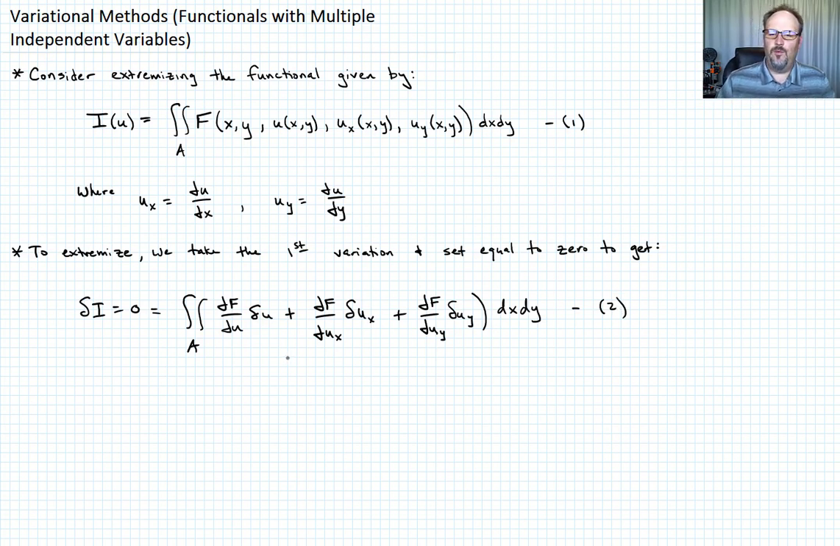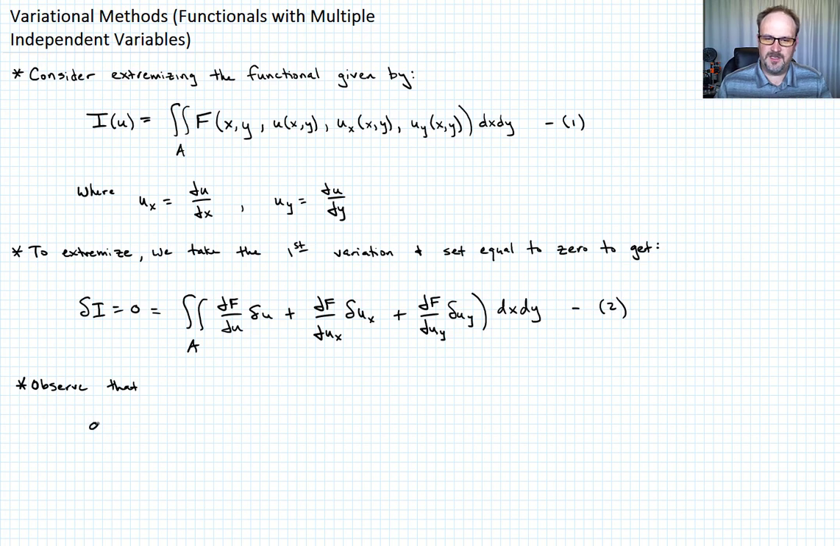Okay, so what did we do in the past? Well, in the past, we took this derivative term and we integrated it by parts. In the case of multiple independent variables, we don't integrate by parts. The corresponding procedure to integration by parts in 2 or up to n dimensions is the divergence theorem, right? So we'll use that in a minute, but I just want to observe the following.